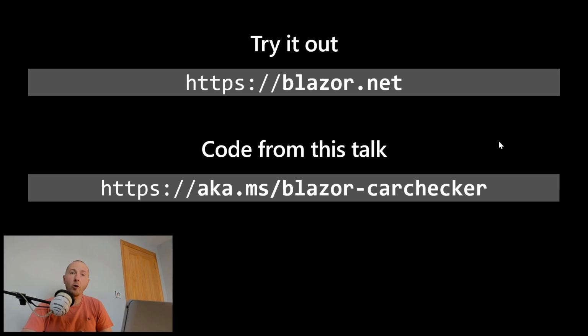So that's all we've got time for today. I strongly encourage you to go and try this out for yourself. If you go to blazor.net, you'll find instructions for getting started with VS Code, Visual Studio for Windows, or Visual Studio for Mac. And if you want the code from this talk, you can go to the second URL there, and you'll find a repo that contains the Card Checker demo app, which you can clone and try out yourself.